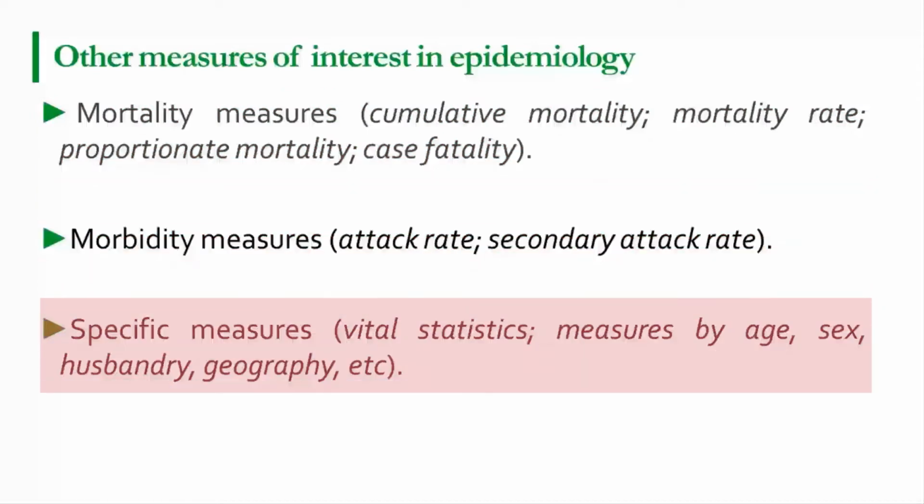Other specific measures are vital statistics, which measure the proportion of newborns or the production levels, or other indicators or categories which could stratify the disease or the deaths by specific groups, let's say by age, by gender, by husbandry level, or even by geographical areas.